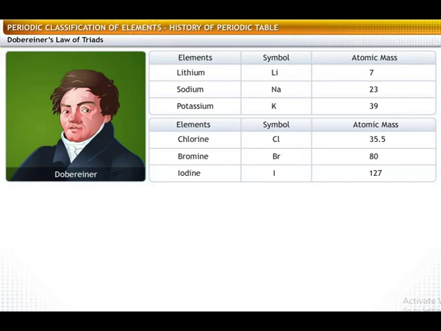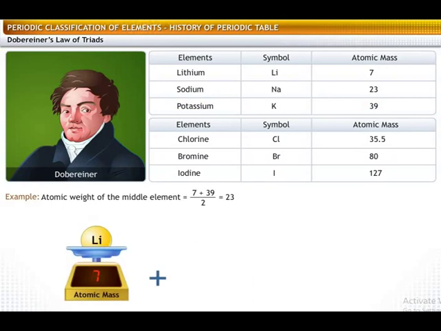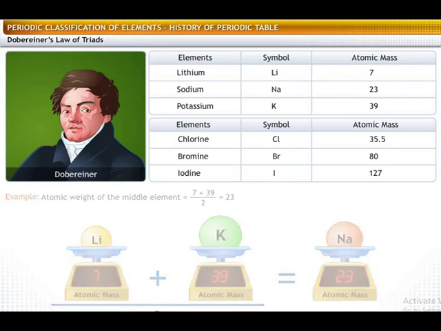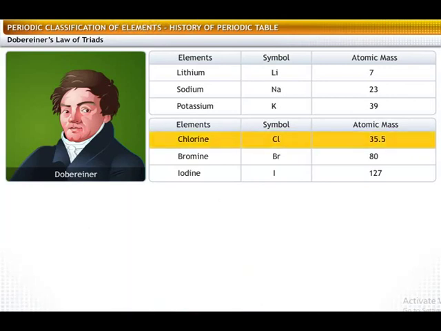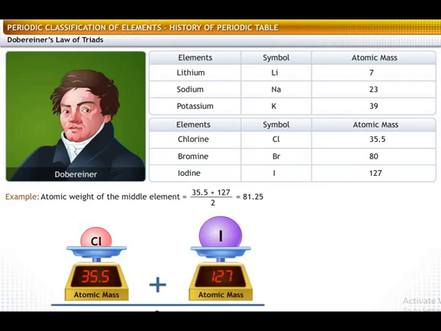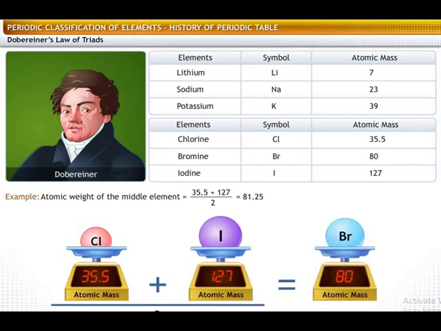To illustrate this law, consider the triad of lithium, sodium, and potassium. The atomic mass of lithium is 7. The atomic mass of sodium is 23, and the atomic mass of potassium is 39. The arithmetic mean of the atomic masses of lithium and potassium is 23. This is equal to the atomic mass of sodium. Similarly, in the triad of chlorine, bromine, and iodine, the arithmetic mean of the atomic masses of chlorine and iodine is approximately equal to the atomic mass of bromine.